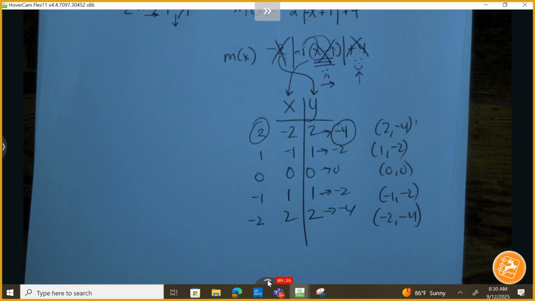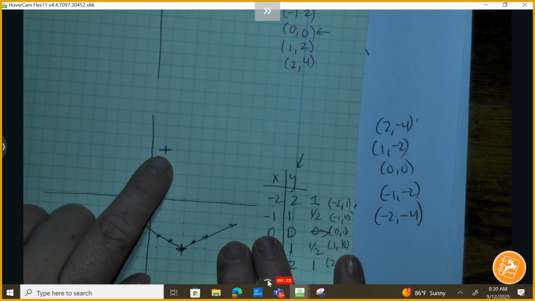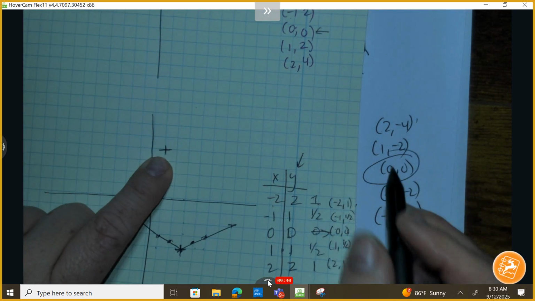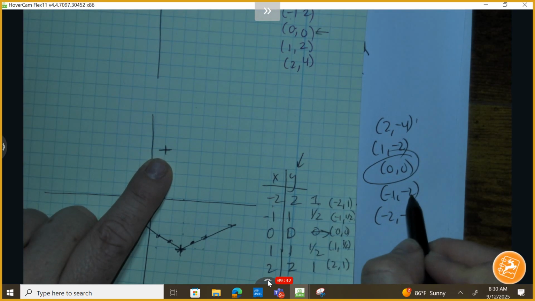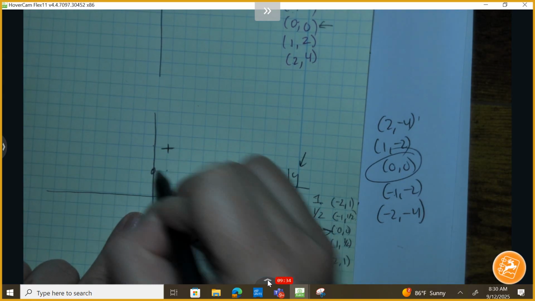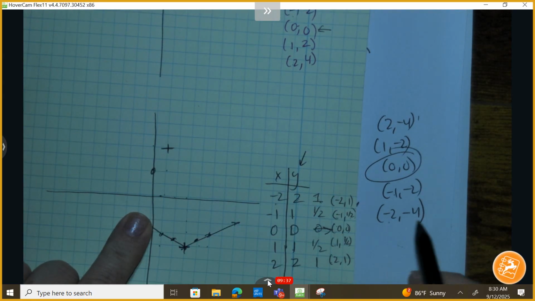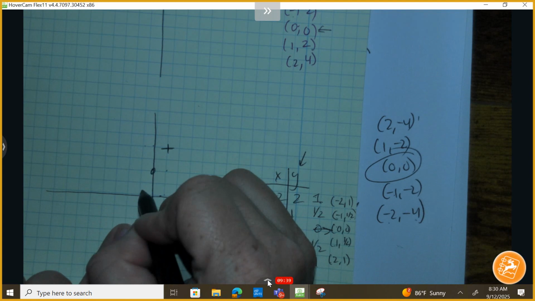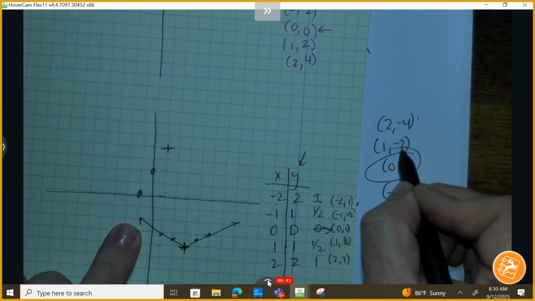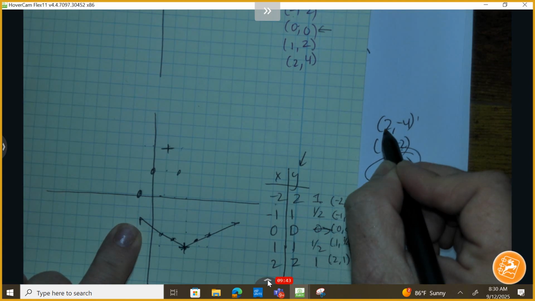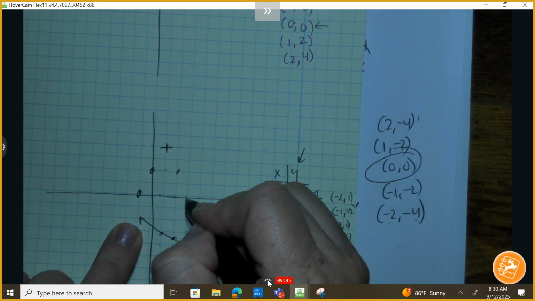How do I use those 5 ordered pairs to graph this? Well, this is my 0, 0. I'm going to go left 1 and down 2. Left 2, down 4. Right 1, down 2. And right 2, down 4.